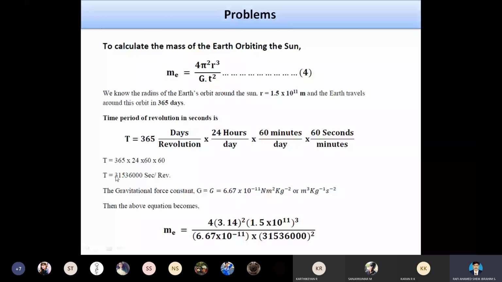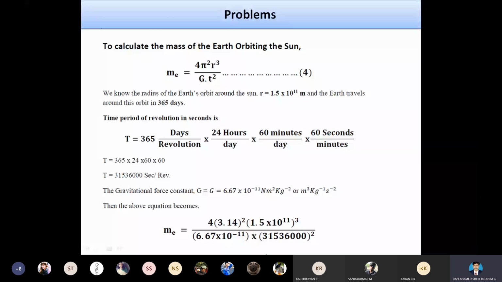The constant data is G. G is the universal gravitational constant, 6.67 into 10 power minus 11. Then write the constant data R. R is also given as a constant, R is equal to 1.5 into 10 power 11 meter. Then substitute these data T, G, and R in the above shown formula. Here the number is 4. Substitute the data in this formula and solve it.